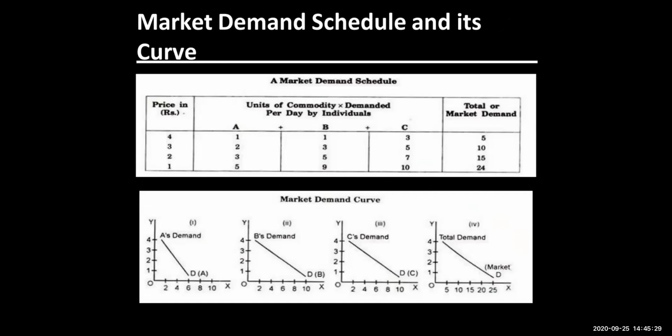When we add A, B, C demand, that is 1 plus 1 plus 3, then we get 5. So 5 is the market demand for that particular point of price. So if the price is 4, the total demand in the market would be 5. And if the price is 3, the demand would be 10. So when we add all the individual demands in the market, we get the market demand schedule.